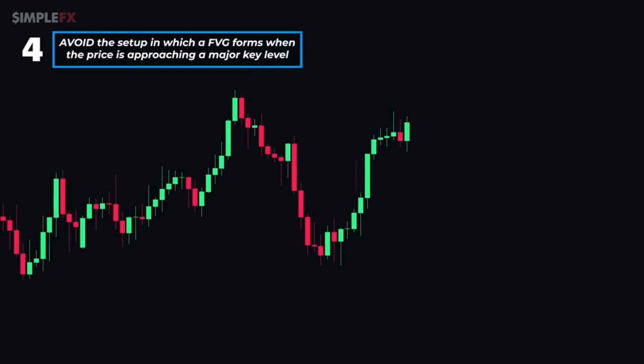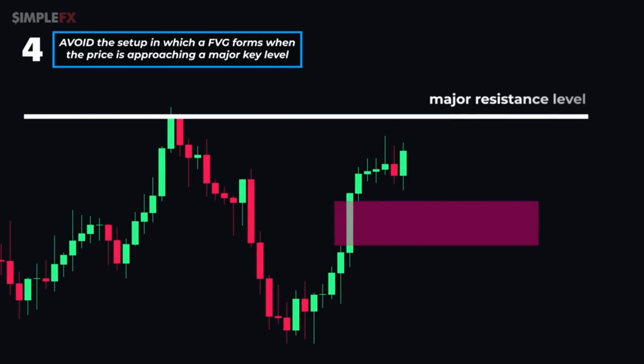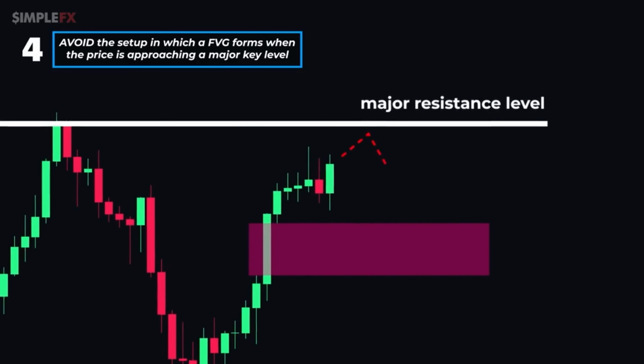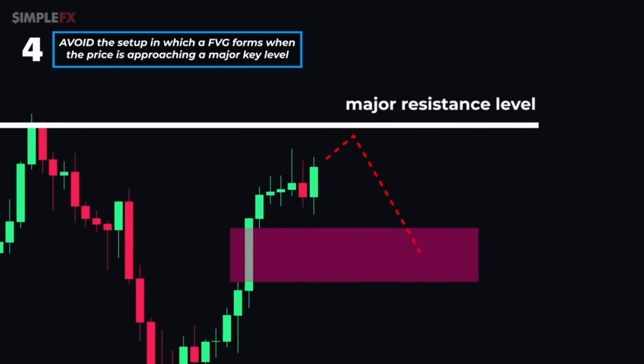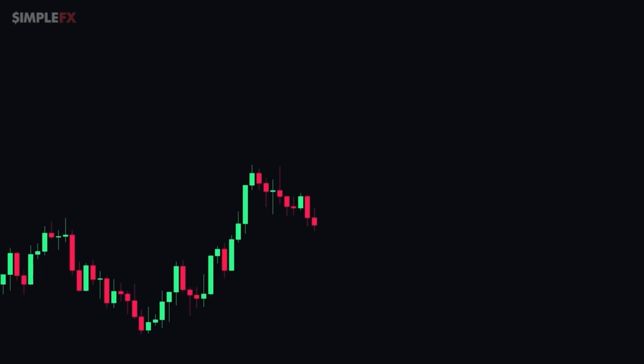For example, let's say you spot a bullish fair value gap forming, but when you look back, you notice that there's a major resistance level above, so it's best to ignore this fair value gap. This is because key levels could cause the price to be rejected and reverse from them, which may invalidate our initial fair value gap. Moving on to Note 5.